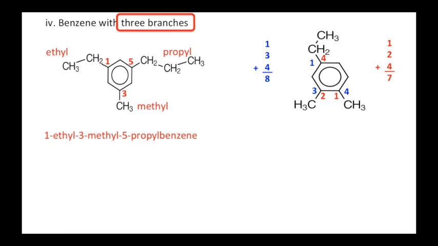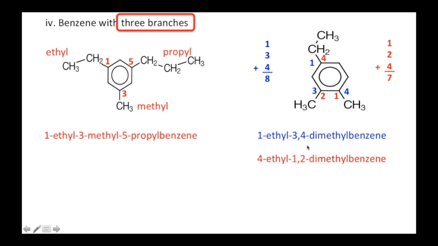So we don't do this. That's named alphabetically, but with incorrect numbering. Here's their proper name. 4-ethyl-1,2-dimethylbenzene. So that one is incorrect. Okay, hopefully that makes sense.